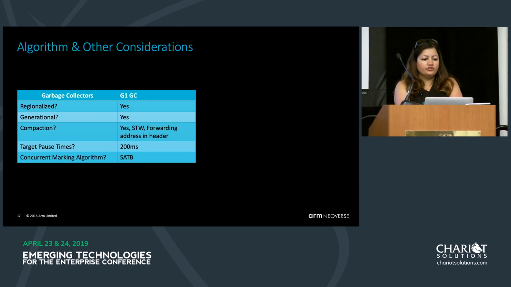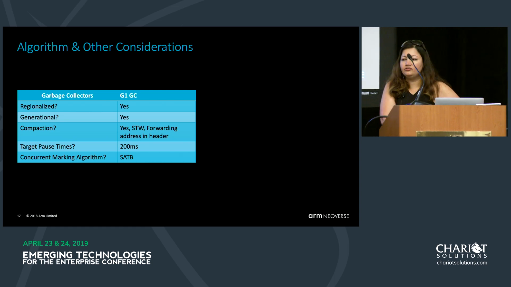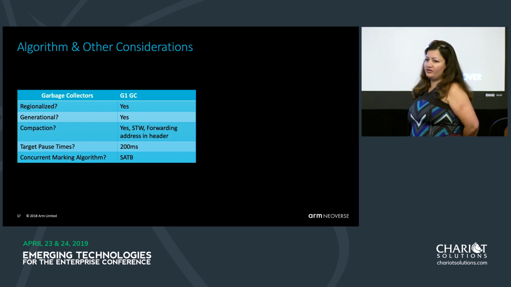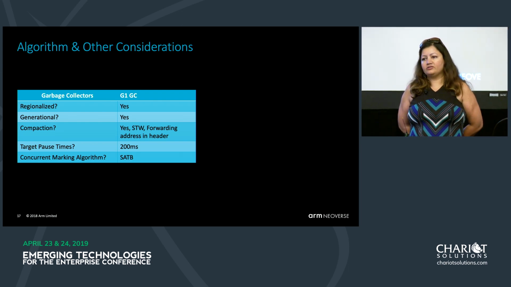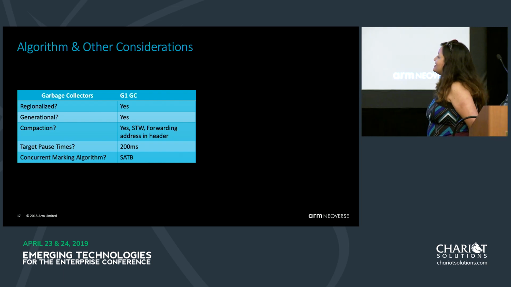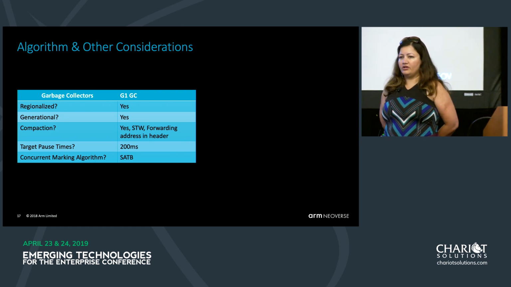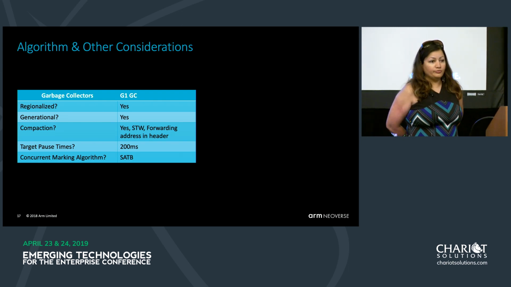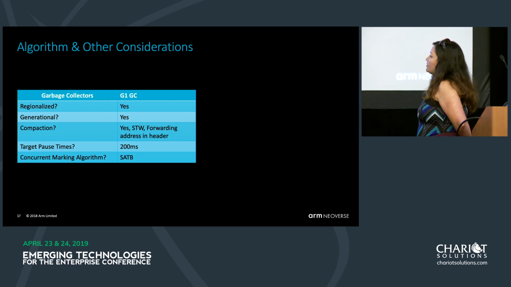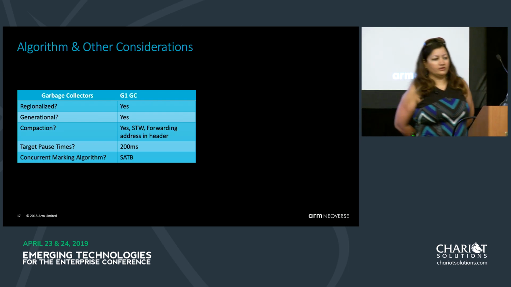So G1 GC is regionalized, is generational. It does do compaction. Compaction in G1 GC is stop the world, and you have a forwarding address in the header. That's how you realize where it needs to move to. Target pause time for G1 GC is 200 milliseconds. So compared to other collectors, it's the one that gives you better throughput at the cost of latency. And the concurrent marking algorithm in G1 GC is called snapshot at the beginning, and I'll talk more about that soon.